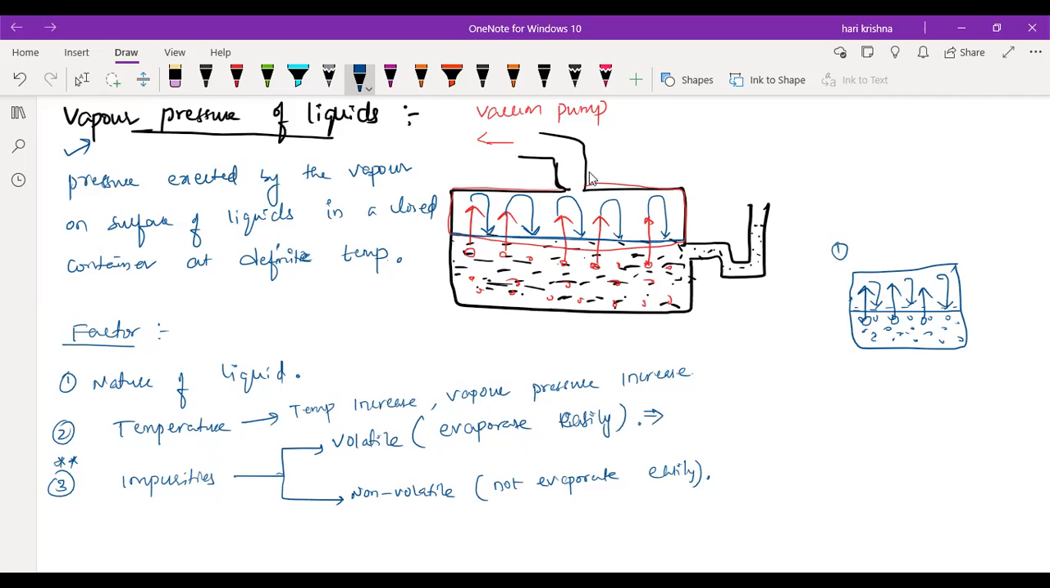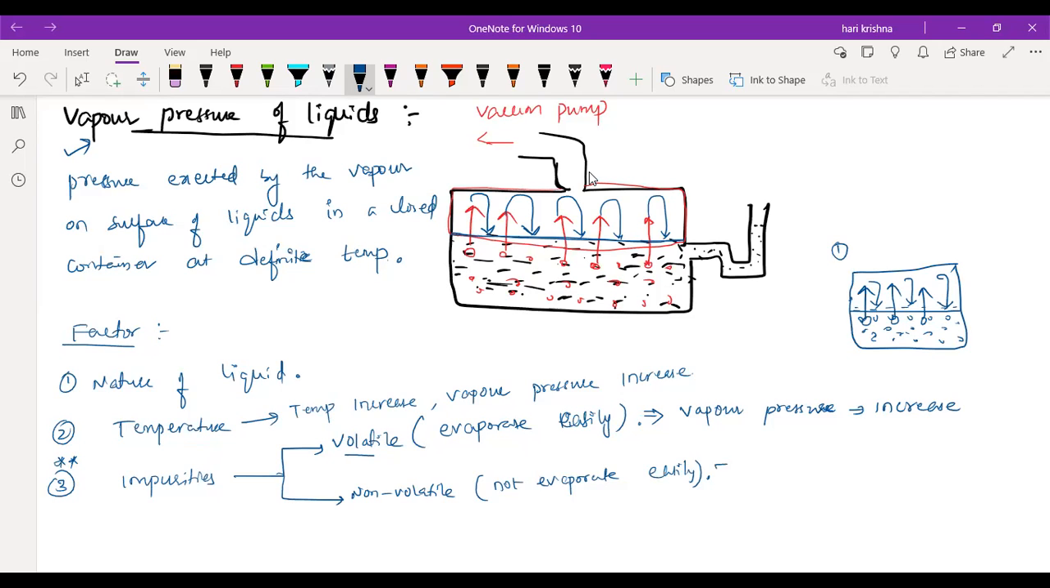Okay, next, impurities. Now you tell me, if the liquid is more volatile, will the vapor pressure increase or decrease? It will increase. Sir, as it evaporates, there will be more particles evaporating, so the vapor pressure will increase. Good. Because of evaporation, more particles will move into the gaseous phase, so obviously the vapor pressure will increase if the component of the liquid is volatile.